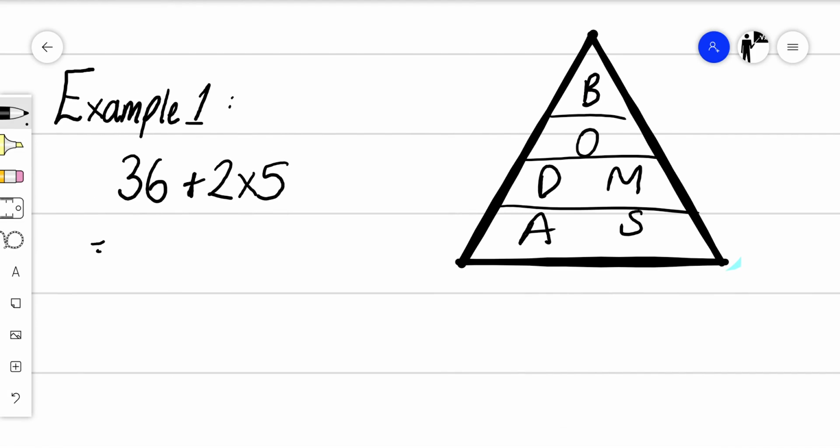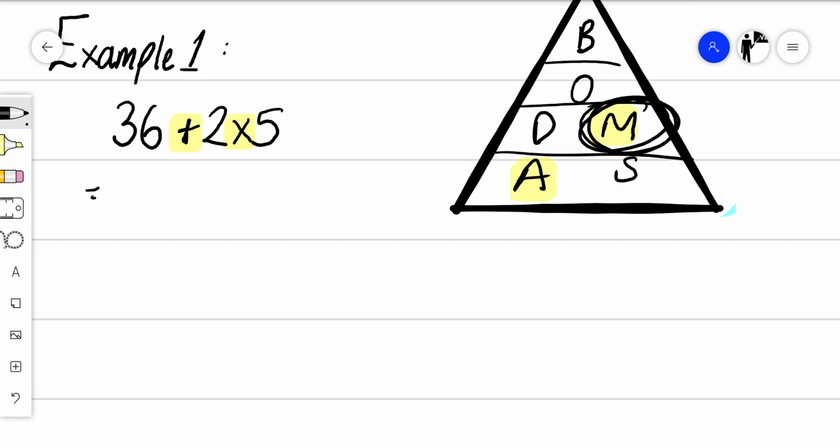So we've got 36 plus 2 times 5. Let's have a look at the two operations. We've got addition and multiplication. Do you see how multiplication is higher up on this triangle? Because it's higher up in the triangle, we'd perform that calculation first. So we're going to work out 2 times 5, which is 10. Then we add 36 to that, and we get 46.